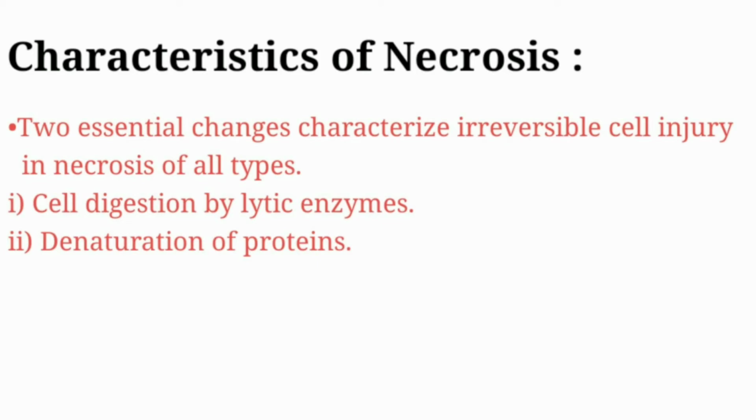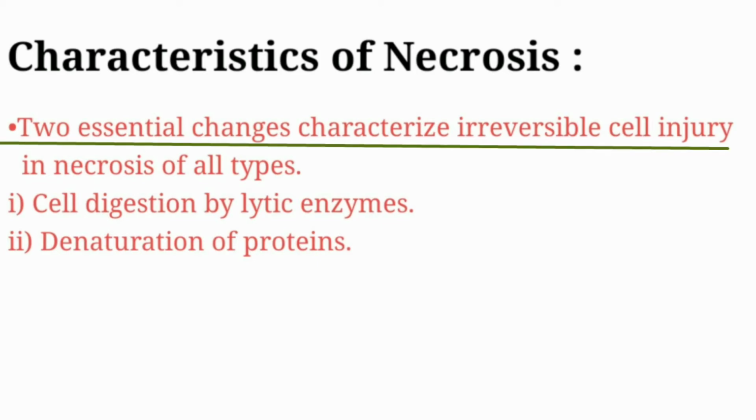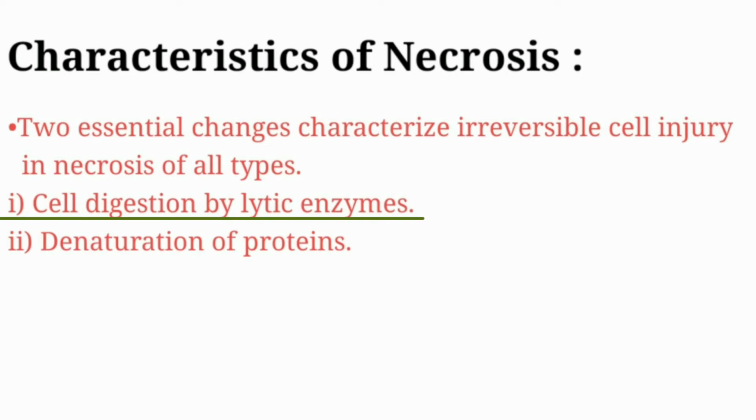In the process of necrosis, there are two essential changes that characterize irreversible cell injury in necrosis of all types. It means whenever necrosis is present, these two essential changes are always present. First of all, cell digestion by lytic enzymes. These lytic enzymes may be secreted by the cell's own lysosomes or by other microorganisms, for example bacteria and viruses. When these lytic enzymes act upon and digest the cell, cellular swelling takes place. It shows cytoplasmic vacuolation.